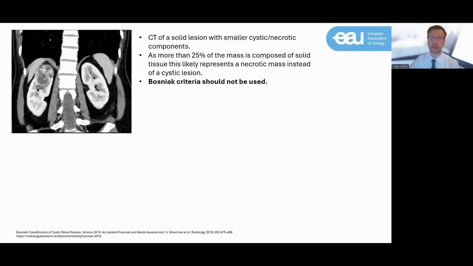On the CT, you can see an example of a lesion which is comprised of less than 50% cystic changes, and in this case, the Bosniak criteria should not be applied.